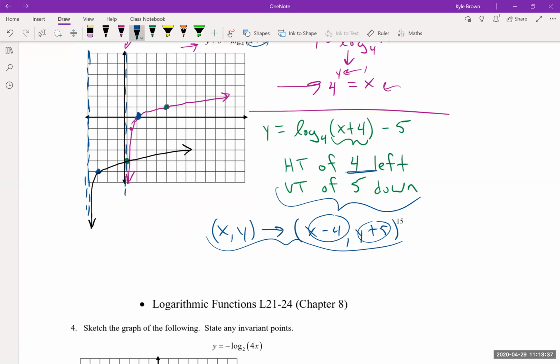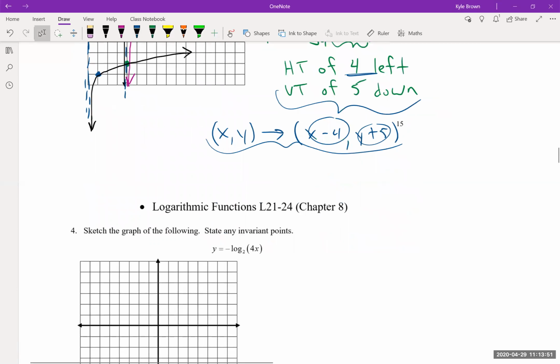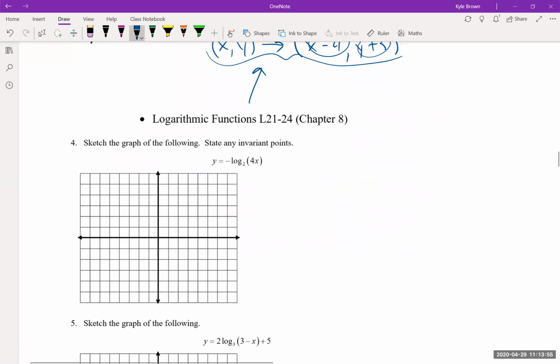But I find, especially when you get stretches and reflections and everything else, it gets hard to make all the intermediate graphs in between. It gets a little confusing which graph is which and where you are now. So yes, you can do that, but I like this way. All right, so let's move on here.